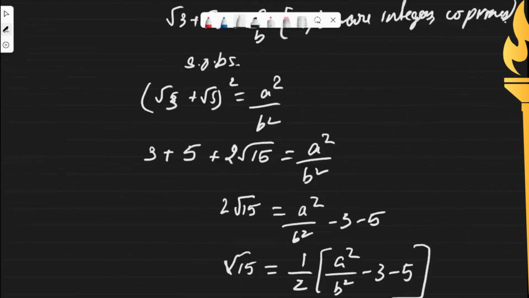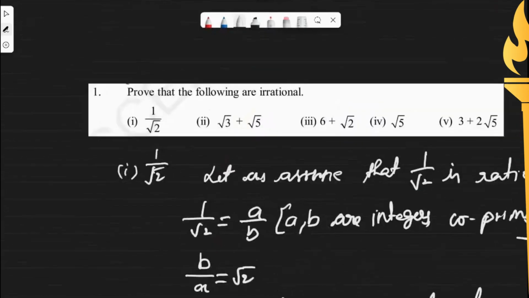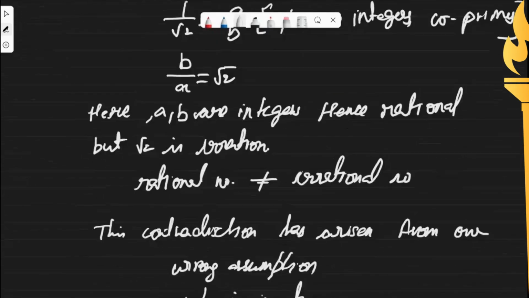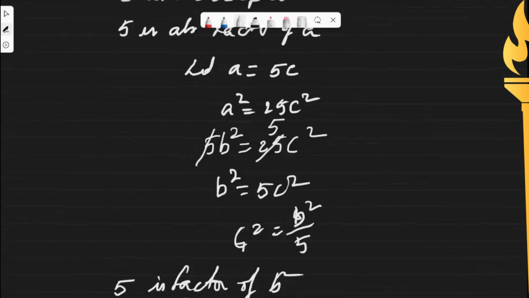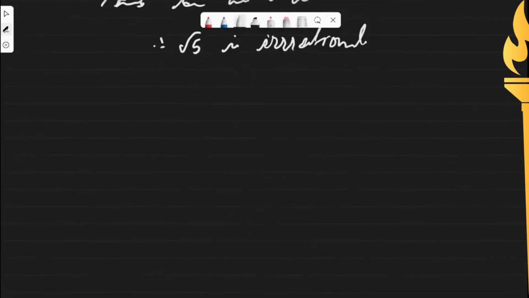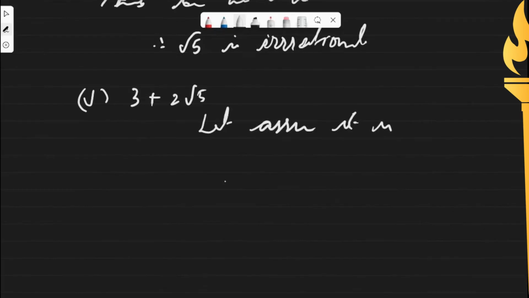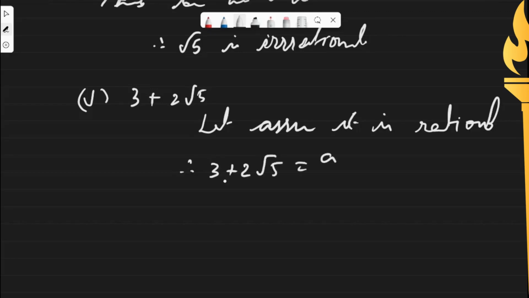So next, the last one, the fifth one, we have 3 plus 2 root 5. It is similar to the third one. It is also easy. So again, fifth one, 3 plus 2 root 5. Let's assume it is rational. Therefore, 3 plus 2 root 5 will be equal to a by b. a and b are integers and co-primes.